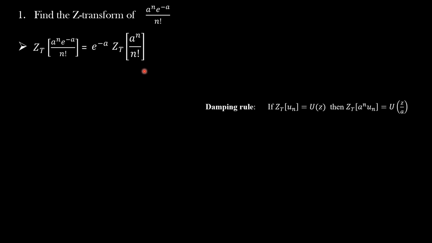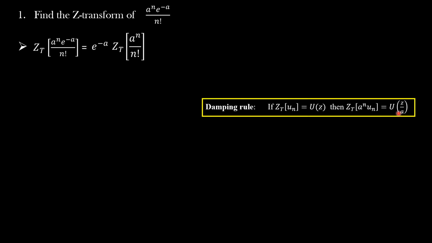We know the damping rule. According to the damping rule, if the Z transform of u n is U of z, then the Z transform of a power n into u n can be obtained by replacing z by z by a in U of z. Therefore, e to the power minus a into Z transform of a power n by n factorial becomes e to the power minus a into Z transform of 1 by n factorial, and replace z by z by a. Referring to the previous video, the Z transform of 1 by n factorial is e to the power 1 by z.